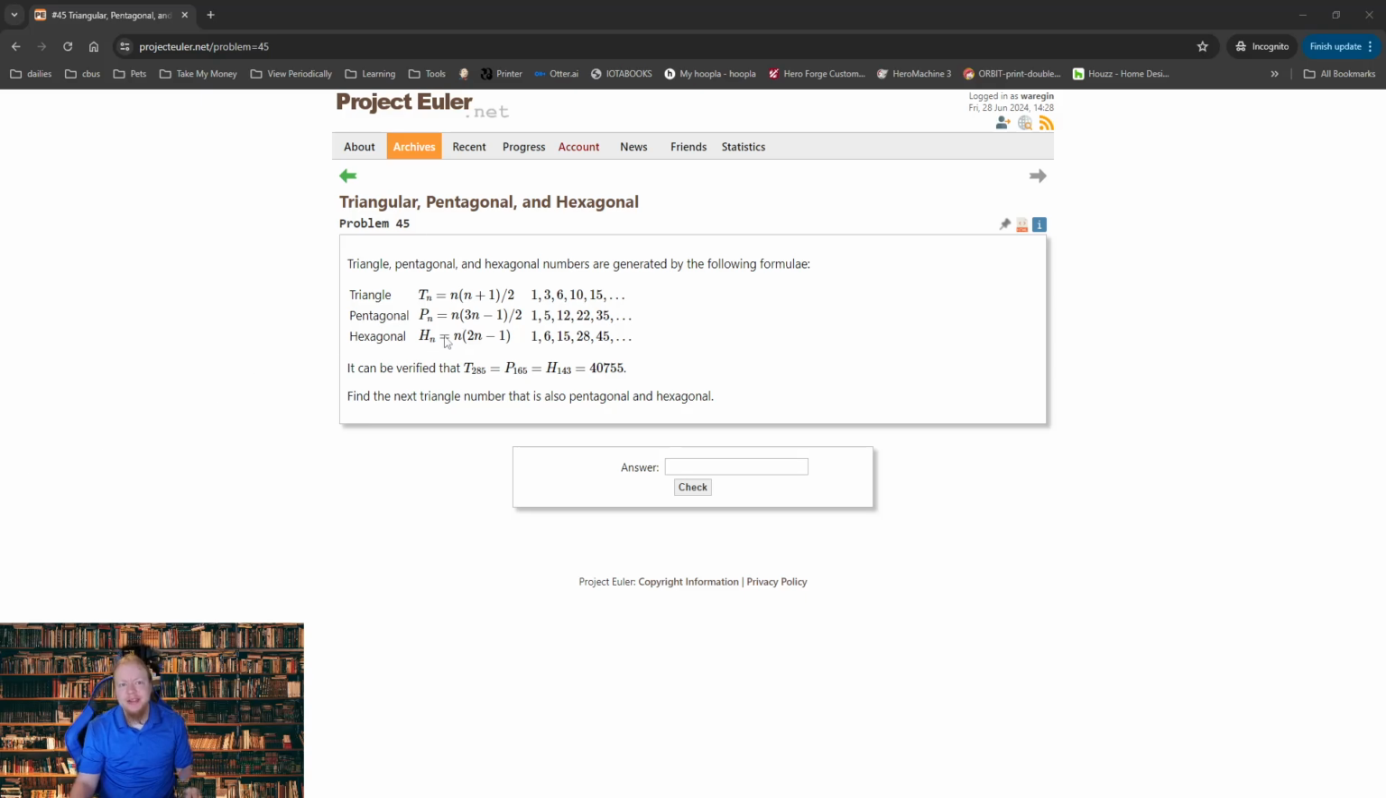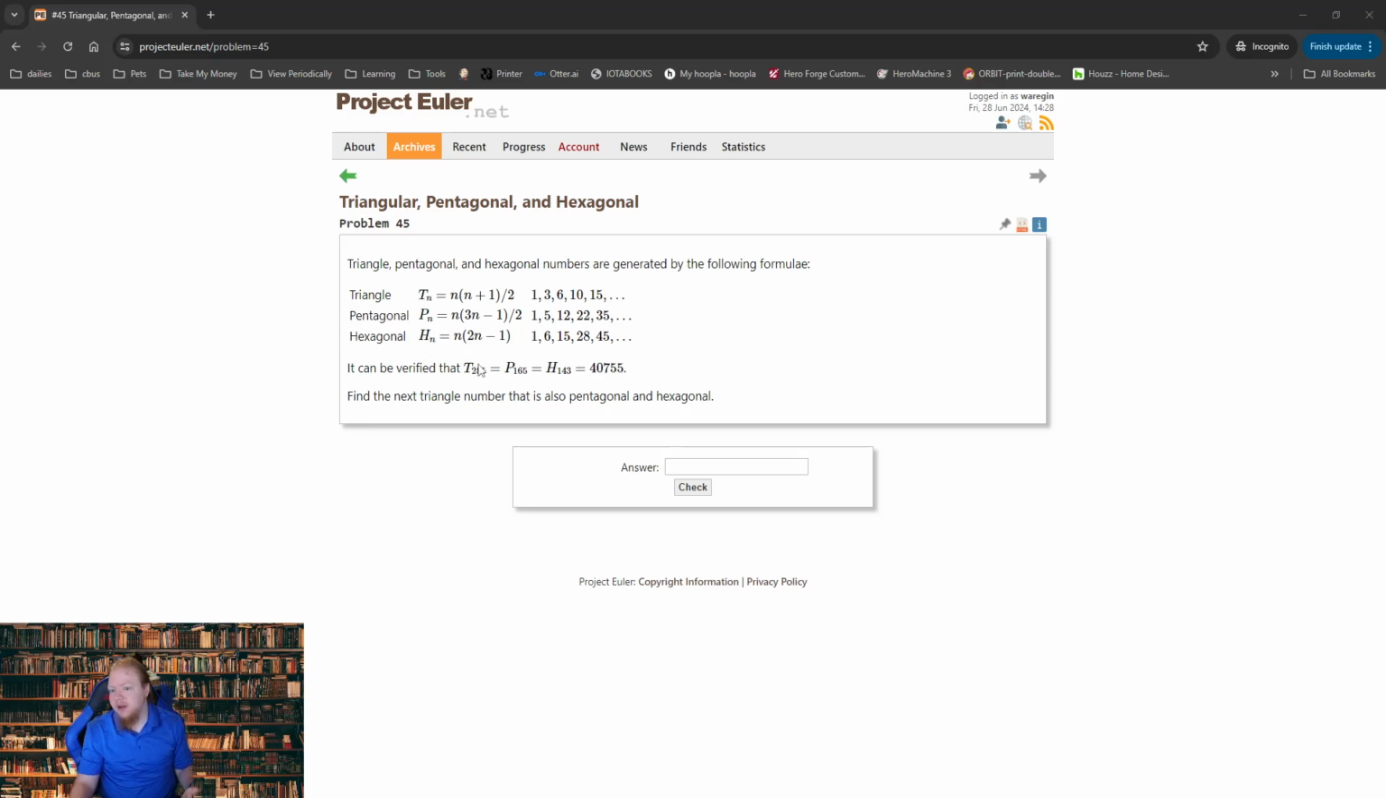Today, I'm vocalizing my thoughts while solving the 45th Project Euler problem. As always, I will link to Project Euler and my repo in the description. Let's dive in. Problem 45 is triangular, pentagonal, and hexagonal. Triangle, pentagonal, and hexagonal numbers are generated by the following formulae. Triangle is this, blah blah blah.